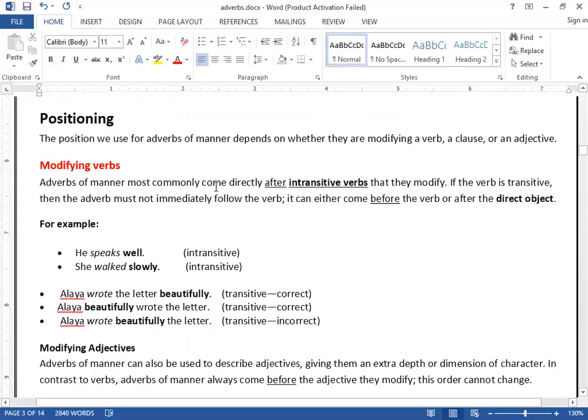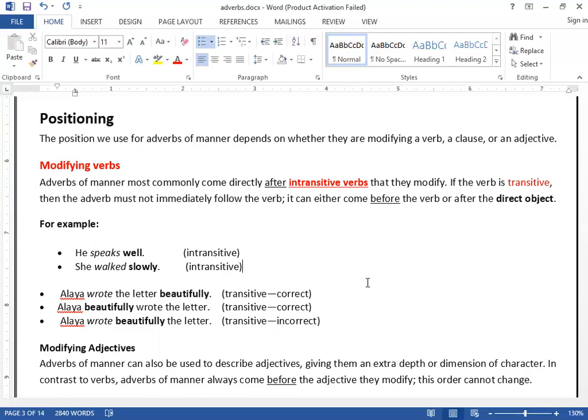Adverbs of manner mostly come directly after intransitive verbs. What type of verbs? Intransitive verbs. What are intransitive verbs? Clear? Intransitive verbs are those verbs that do not take an object. And if a verb takes an object, that is called what? Excellent. Look, there are two things, because we have already studied in verbs, transitive verbs and intransitive verbs. Transitive verbs are those verbs that take an object, and intransitive verbs are those verbs that do not take an object. Clear? We have already studied them. So if you want to modify a verb with the help of adverbs of manner, the adverb of manner is used directly after an intransitive verb.